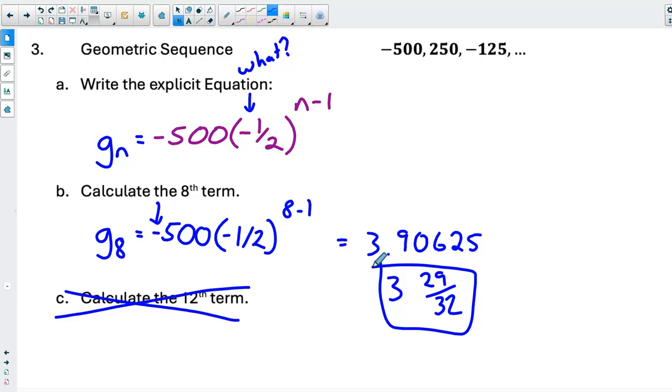I want to point one thing out about this. If you think about these terms, my first term is negative 500. That's way down there. I'm going to say this is 0, just the height. Then it jumps. My next term is 250, so it's half the distance. But then it jumps back over, and it's doing this.